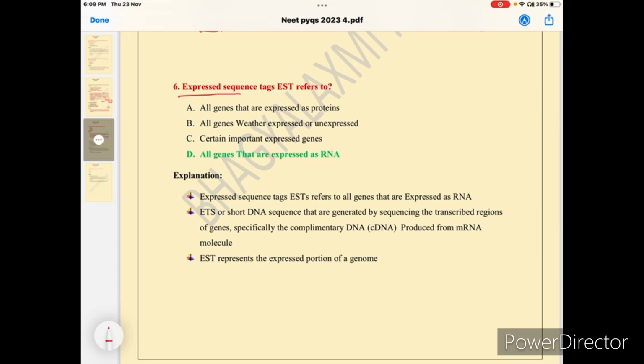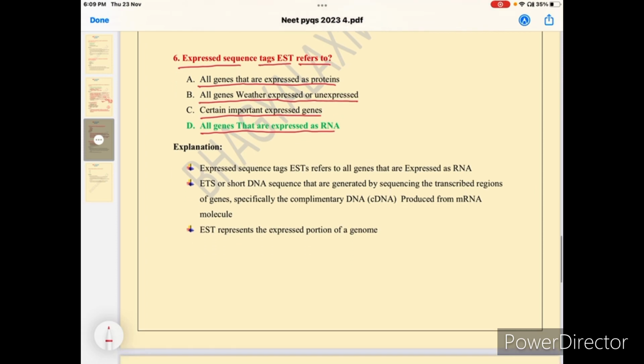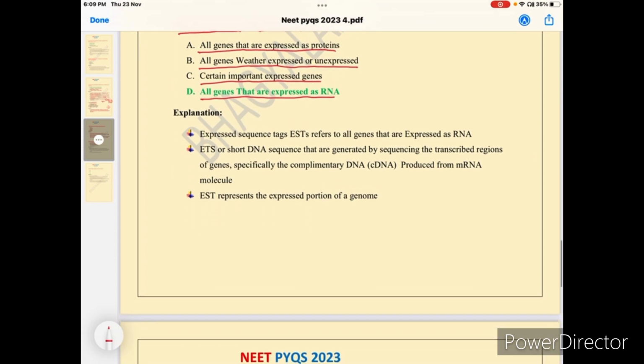Expressed sequence tags, EST, refers to: option A, all genes that are expressed as proteins; option B, all genes whether expressed or unexpressed; option C, certain important expressed genes; option D, all genes that are expressed as RNA. Let us see the answer. D, all genes that are expressed as RNA. Let us see the explanation.